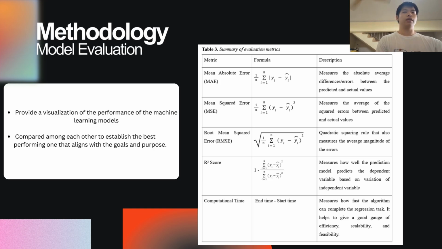We also look at the R-squared score, which tells us how well our model predicts the dependent variable based on the variations of the independent variable. It's a crucial indicator of our model. Lastly is the computational time. It's measured to understand the efficiency of our model. This helps in assessing the model's scalability and feasibility for real-world application. By comparing these metrics, we can visualize and establish which model performs best, ensuring it aligns with our goals and purpose for predicting medical insurance prices.